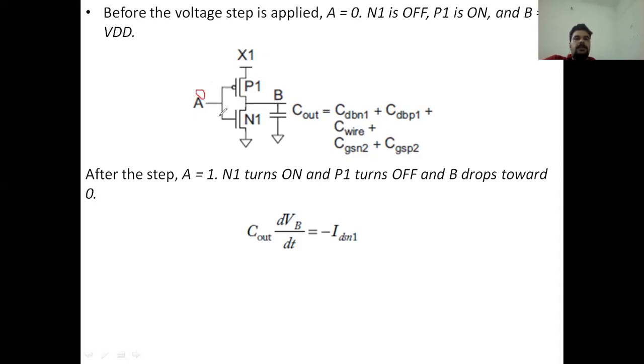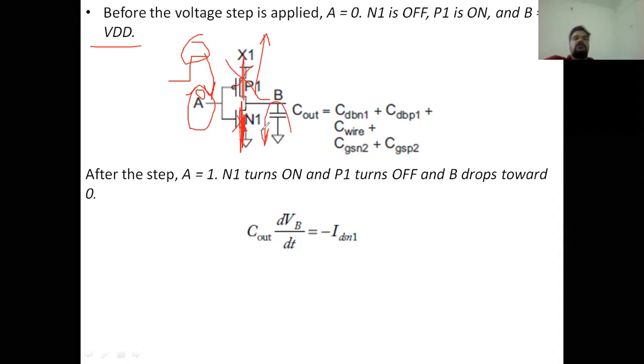If the input at this is 0, then this NMOS is off and this PMOS is on. So what will be the value of VB? This will be equal to VDD. Now, as A turns on, when high voltage is applied here, this NMOS is on and this PMOS is off. In that case, this capacitor will start to discharge through this NMOS.